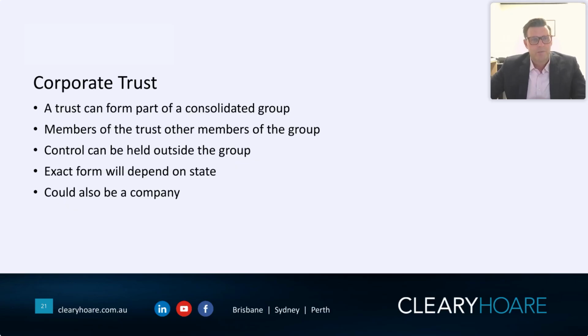One of the advantages of having the trust there is that control of the trust can be held outside the group. So it may be something that we're looking to do as some form of succession planning. The control of that trust could be held by the kids. Not going to do anything in the short term because it's still in the one income tax consolidated group, but if it ever does leave it, then potentially there's some advantages there.